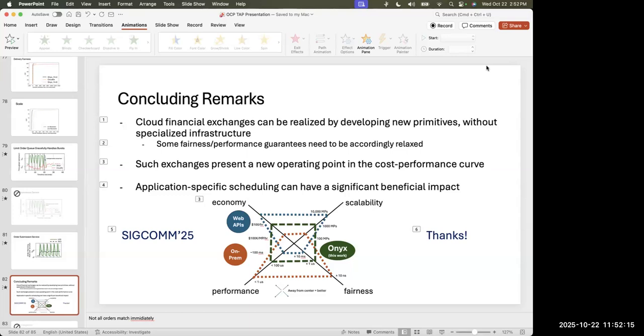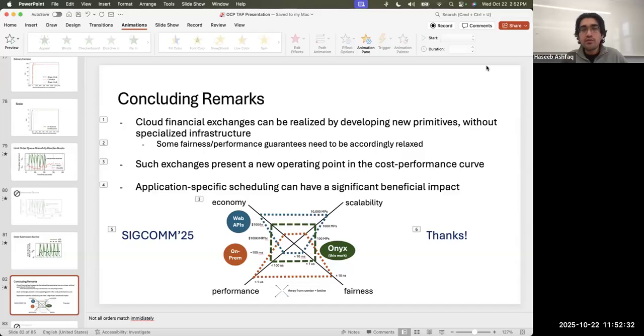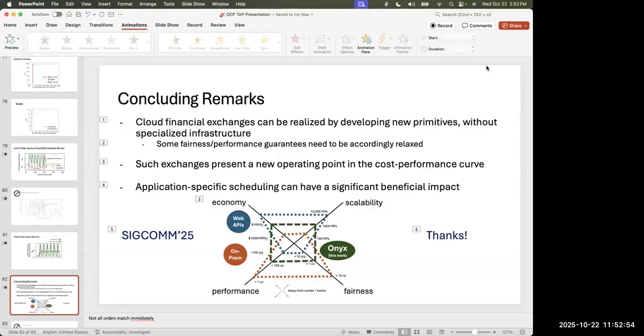Yeah, makes sense. Have you talked to any exchanges like Bourse or NASDAQ or NYSE or anything like that to see if they were interested in this kind of technology? We are in talks with some, mostly not the exchanges, but the trading firms, which are interested in the techniques to lower the latency variance. We haven't talked to an exchange yet, but we are trying to do that as well. Thank you.